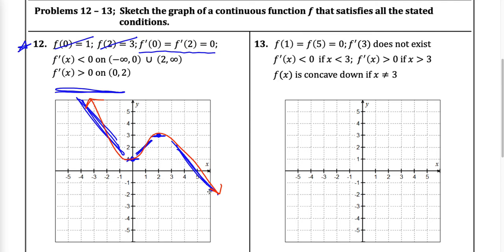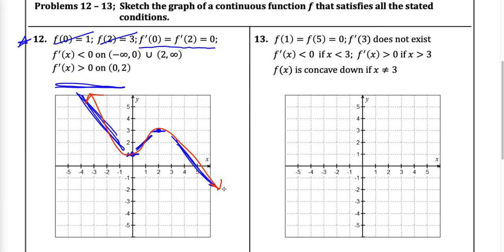How'd that go? Does it make a little more sense now that we went through one of them? Do you think you could draw the second one? Which has more stuff. Why don't you try 13? See if you can make a good rough sketch of 13.